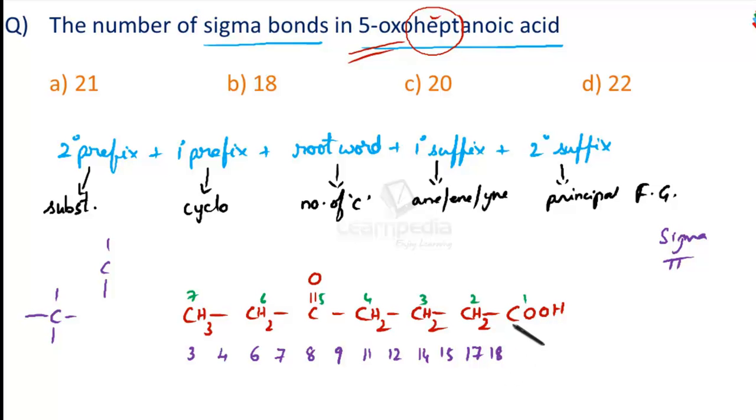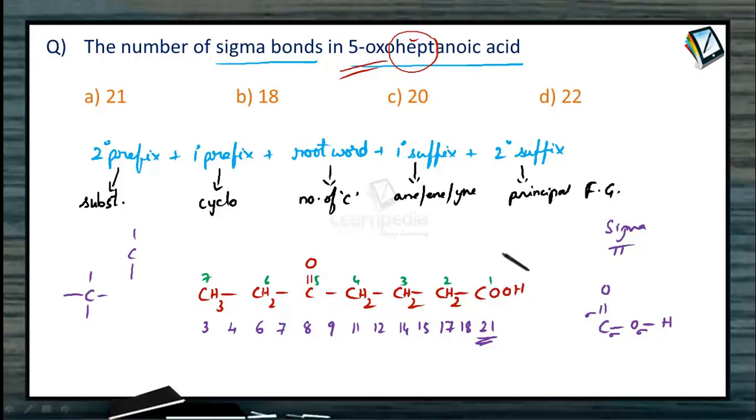So now comes the carboxylic acid group. The carboxylic acid group we write like this: C double bond O, OH. So again, out of these 2 bonds, 1 is the sigma bond and 1 is the pi bond. So for the entire COOH group, this is a sigma bond, this is a sigma bond, and this is a sigma bond, meaning there are 3 sigma bonds for this carboxylic acid group. So 18 plus 3 is nothing but 21. So how many sigma bonds are there in this organic compound 5-oxoheptanoic acid? It is nothing but 21, which is there in option A.